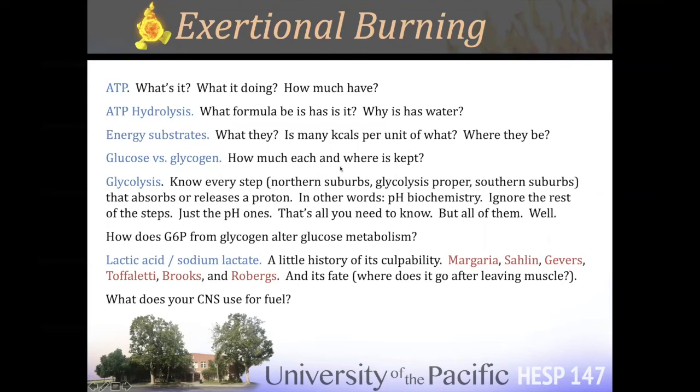Glycolysis, the northern suburbs, right? So that would be either hexokinase to get in there from glucose, to get your G6P, glucose 6 phosphate, if you're going from glucose, or it would be glycogen phosphorylase, phosphoglucomutase, that series of two. That's free. There's no ATP consumed there.